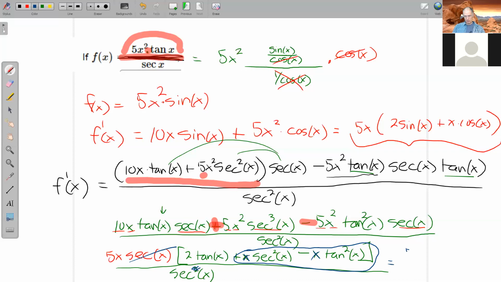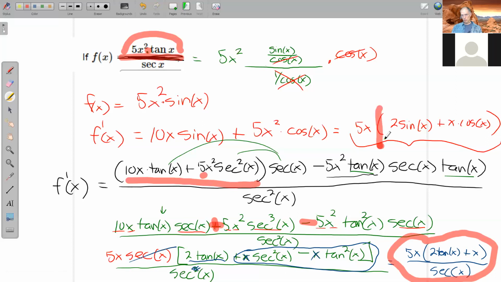So now I have in the top 5x, that canceled. And I have 2 tangents, that's still there, right here. This is just 1x, so plus x divided by secant. Oops, missed the c, secant. And then if we applied a little sine cosine action to this right there, I think we're likely to find, oops, all of this right here. But I'll leave that as an exercise to you if you wanted to take it a step further.